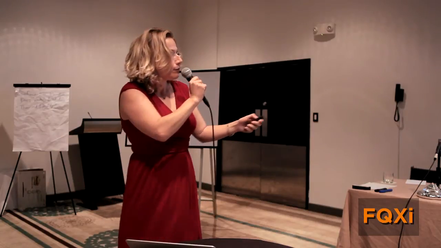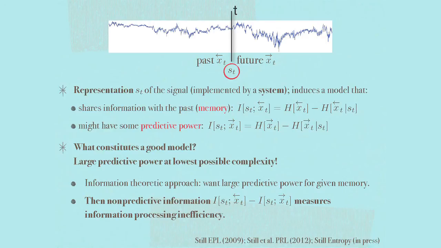So some of the information that the system extracts, so some of the memory that it has, may be indicative about what's going to happen in the environment in the future. And a measure for ineffectiveness or inefficiency of this information processing is then the remainder, the non-predictive information.